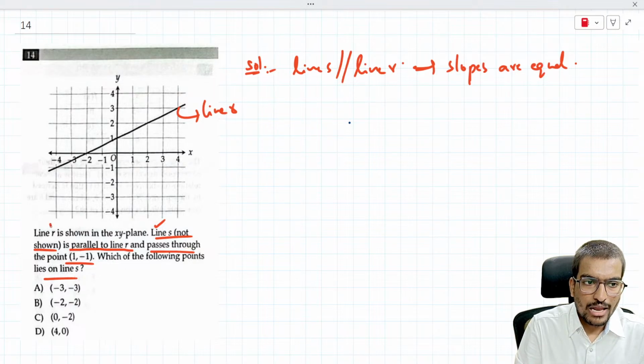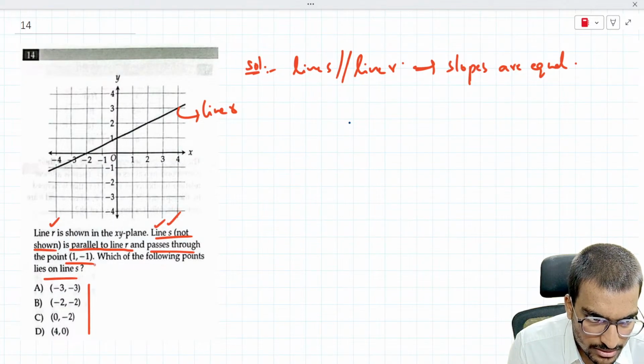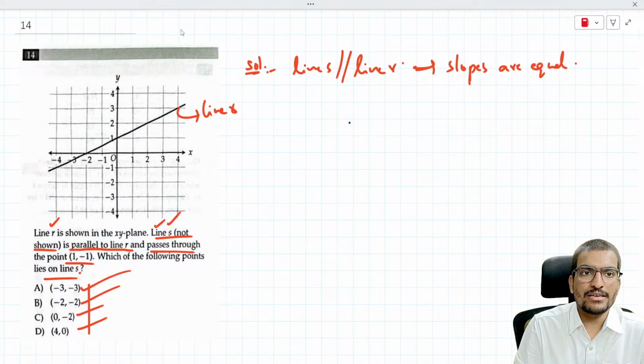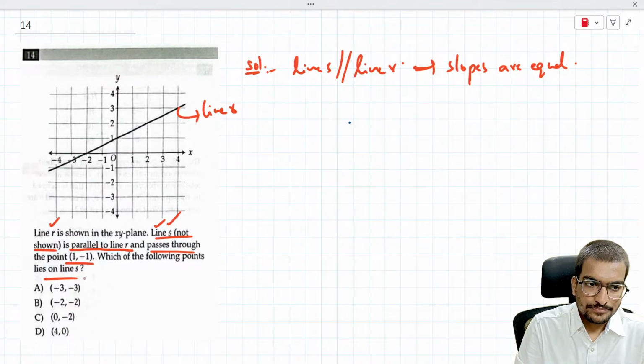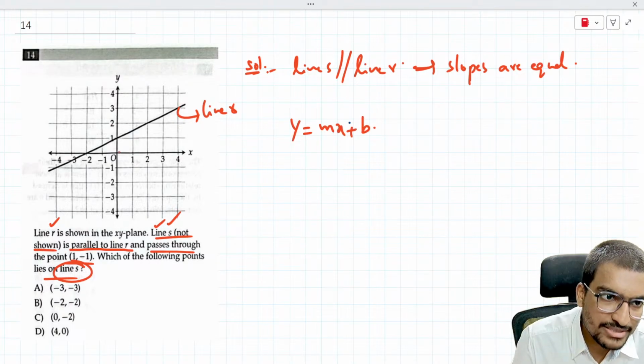We have line R. We need line S to check which point works. First of all, the main question is which of the following points lies on line S. So to check that, we need line S first. To get line S, you need an equation. How can you get the equation? Y equals mx plus b. Do you have slope? Yes, I have.